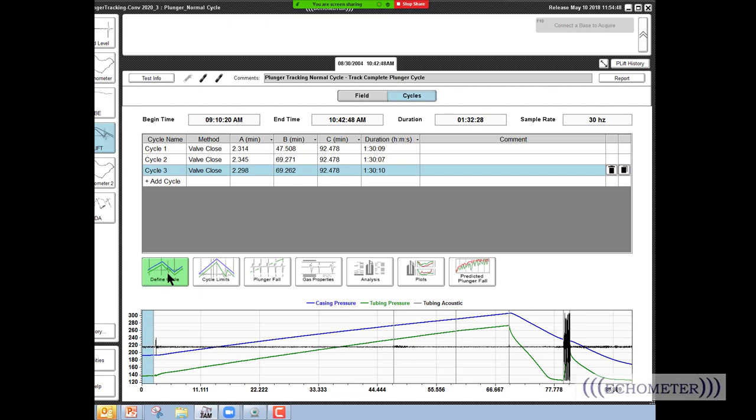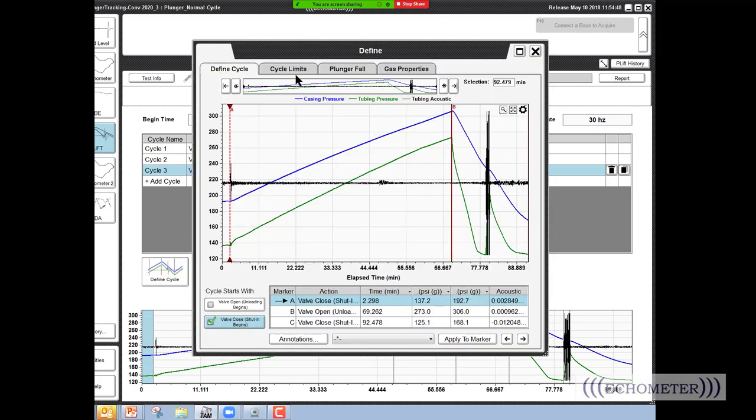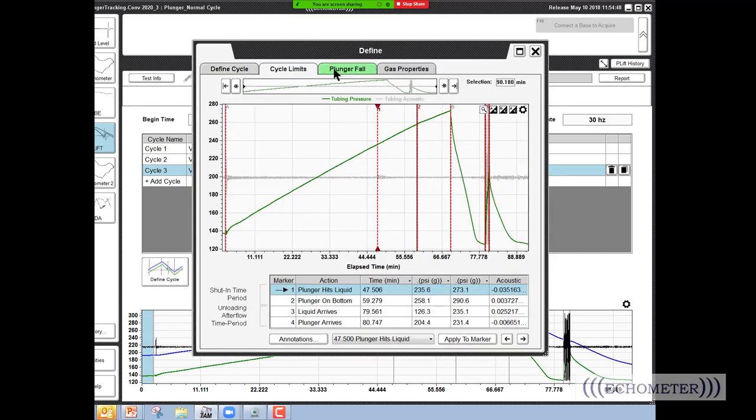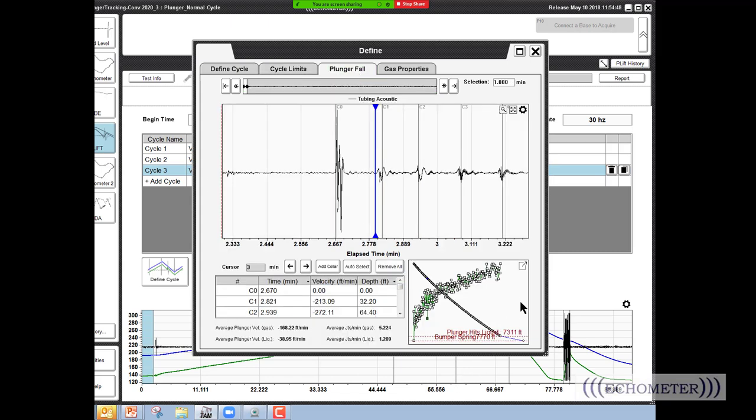Pick this cycle and go down to define cycle. I've already got that picked. Go to cycle limits, I've got that picked. And now notice it's minutes on the axis. I go to plunger fall, it shows minutes. And here's the column in minutes, so it automatically converted into minutes. I can change the time scale, I can change the depth scale to whatever units that I want.